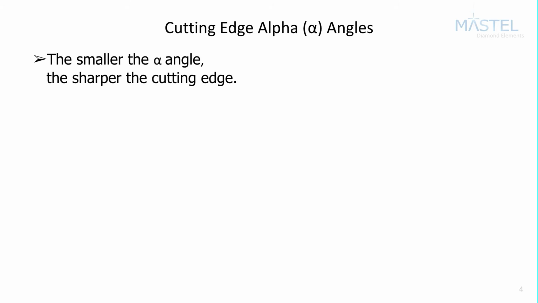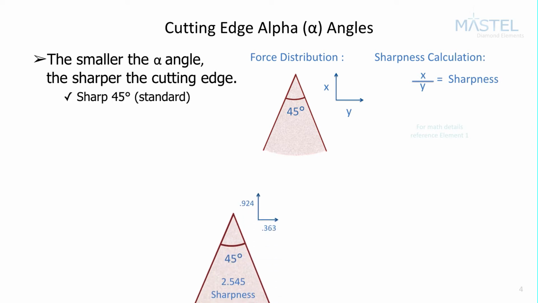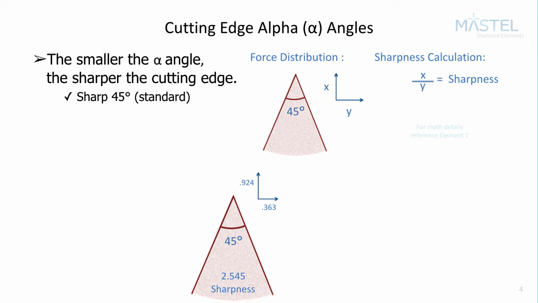Every blade's cutting ability is directly related to its cutting edge alpha angles. To compare the efficiency of different cutting edge angles, we will use the same vector mathematics from Element 1. Most industries use 45-degree alpha angles as cutting edges. Therefore, we will be using 45 degrees as our standard cutting edge angle.